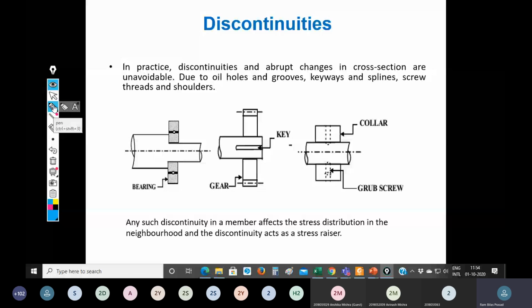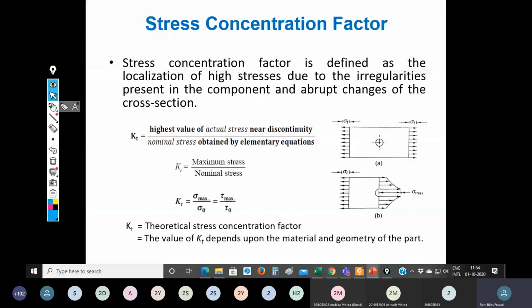So that is why we take the help of the stress concentration factor, right? Now you can look at this diagram. This is a plate which contains a hole at the center, right? The free-body diagram has been drawn. This diagram is showing you the free-body diagram of stress.